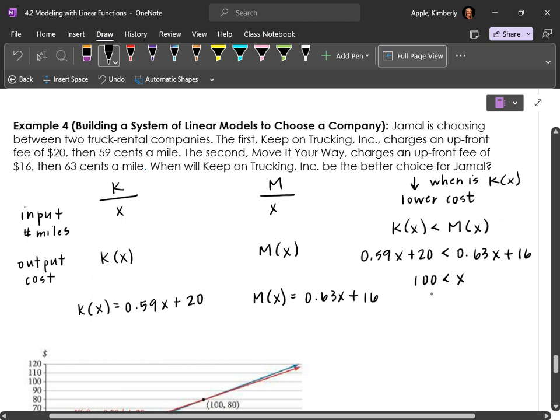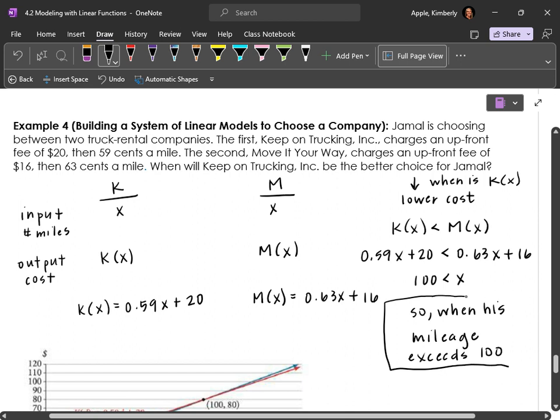And remember, X is the number of miles. And so when his mileage exceeds 100 is when Keep On Trucking is going to be the better choice, because it'll cost less at that point.